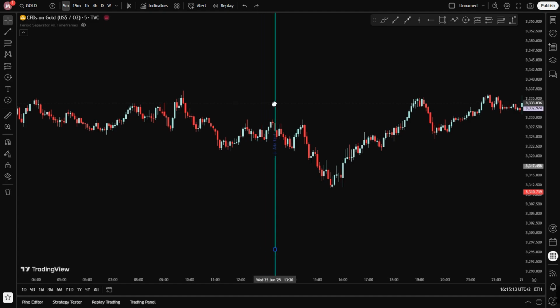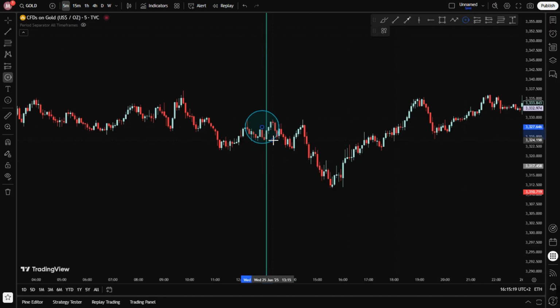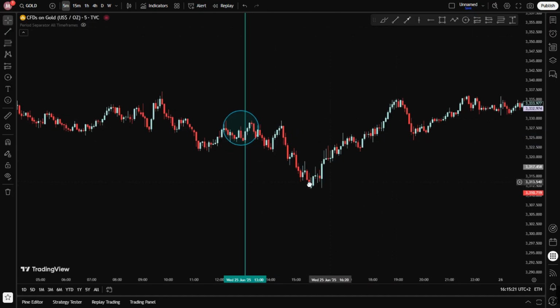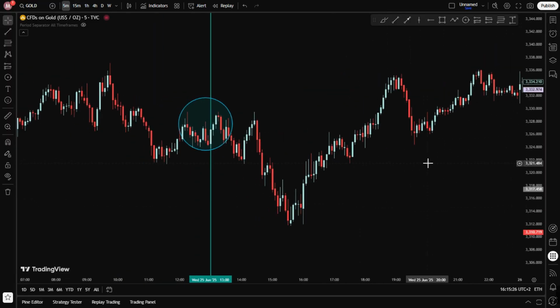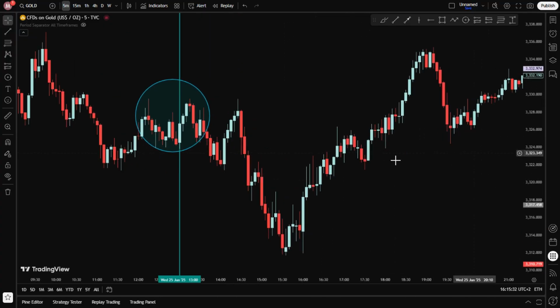All right, so first things first. Let's adjust this vertical line to exactly 1 p.m. As always, that's our key focus point. I keep repeating this because it's important. 1 p.m. is where we begin observing the market. That's when we let the market show its direction before making any decisions.